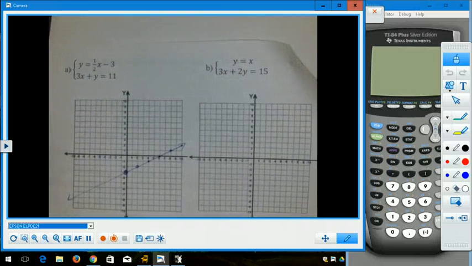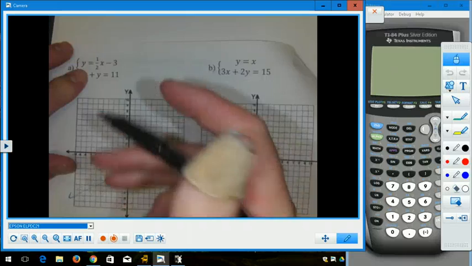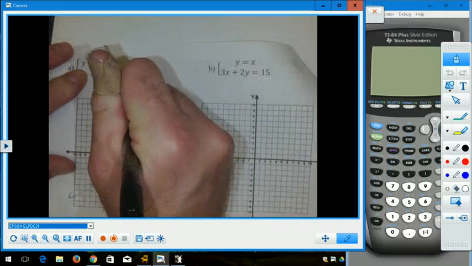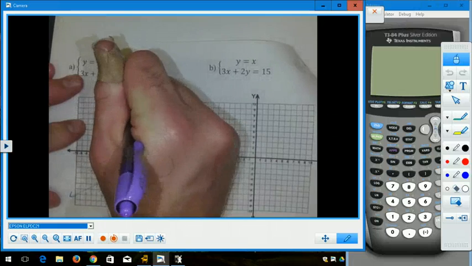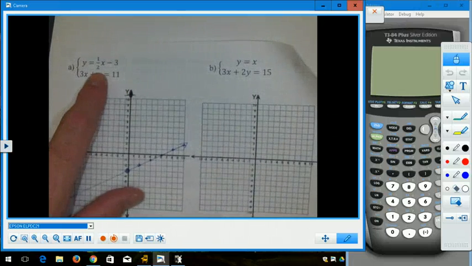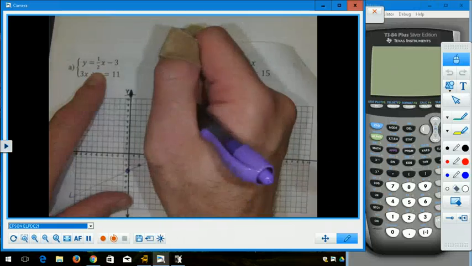The other one is in standard form, so my y-intercept is 11, which unfortunately is not on my graph. I'm going to have to add 1 tick mark. I could have rescaled this if I hadn't had it labeled already. And my x-intercept is 11/3.